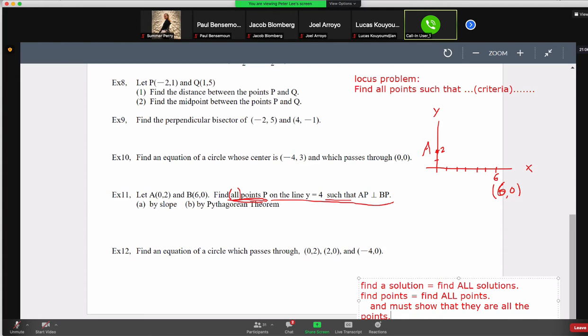So sometimes I use that word. You have to derive the solution, not just guess the solution. If you guess it, then you don't know whether that's all of them. So you have to show that your solution is complete.